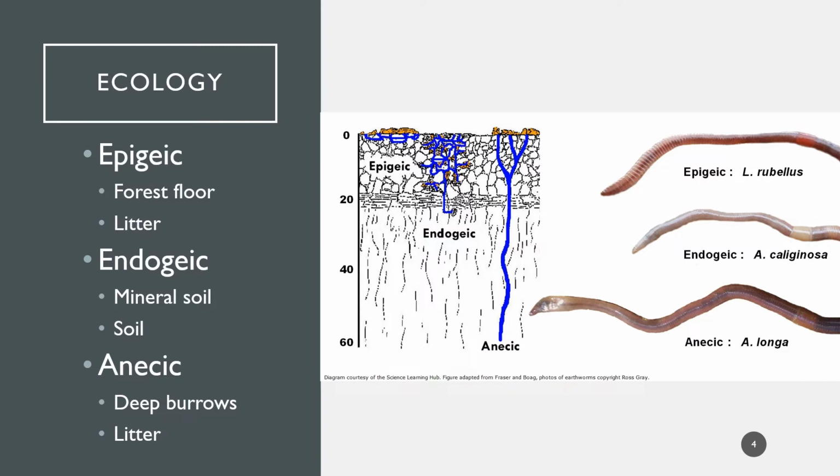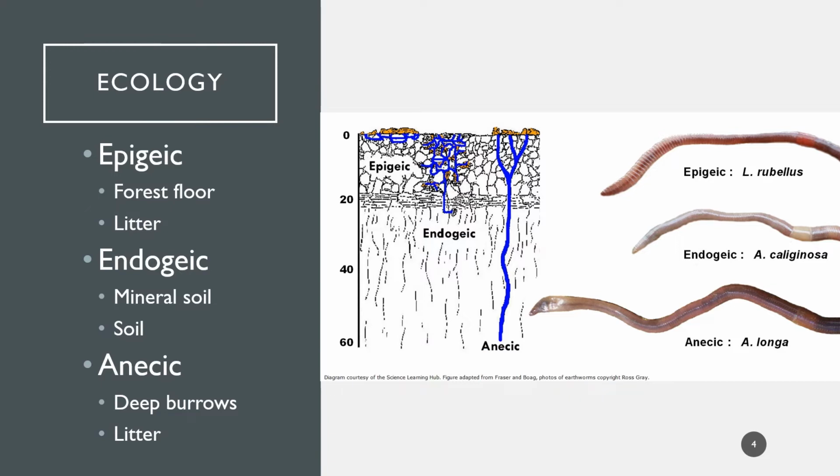Endogeic earthworms live in the mineral soil, but they stay in surface layers and they feed on mineral soil that contains decaying organic matter. So they don't really affect the forest floor and their impact on mineral soil is limited to surface horizons. But now the anecic earthworms, they live in deep burrows and they feed on litter. They have a huge impact on the entire soil profile as they bring organic matter from the forest floor down to deep soil layers. And this is pretty much bioturbation.